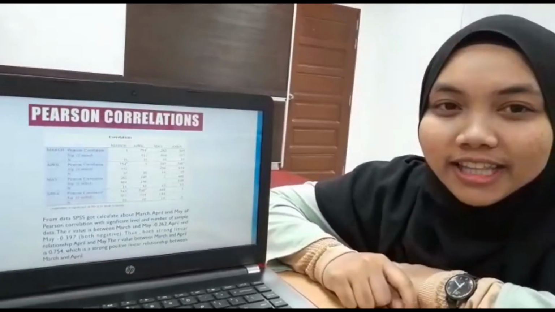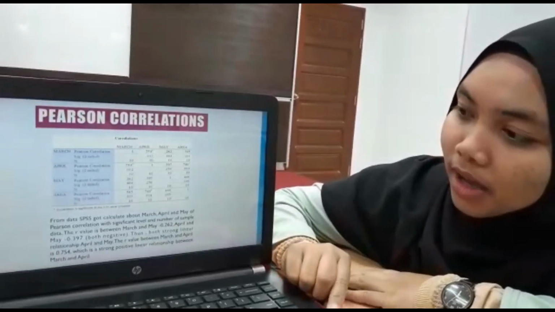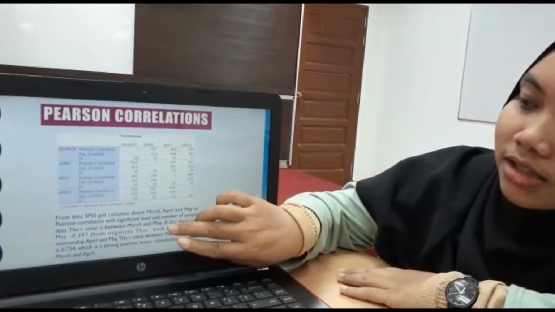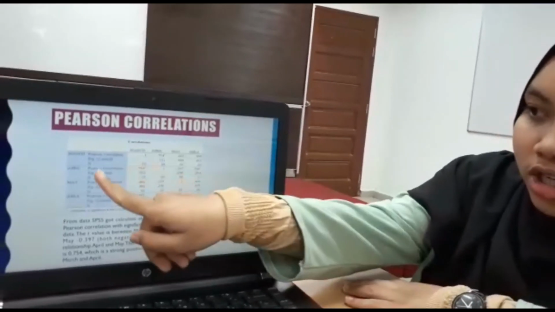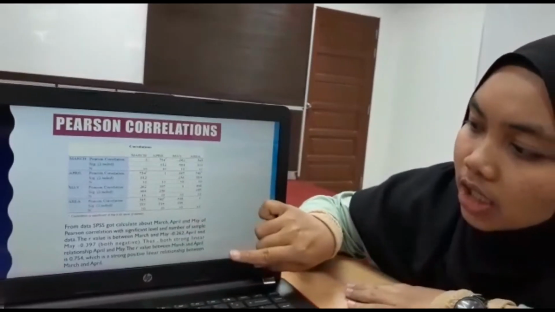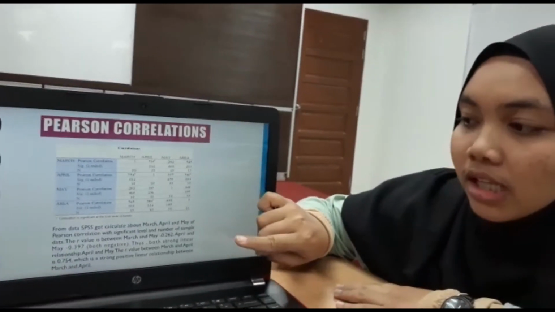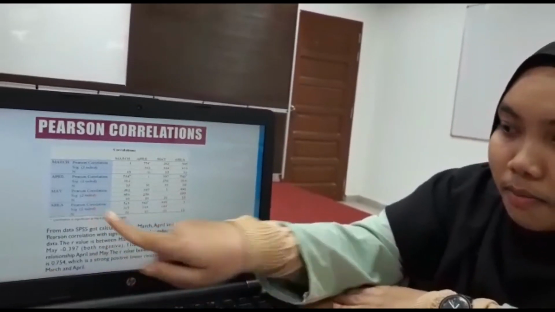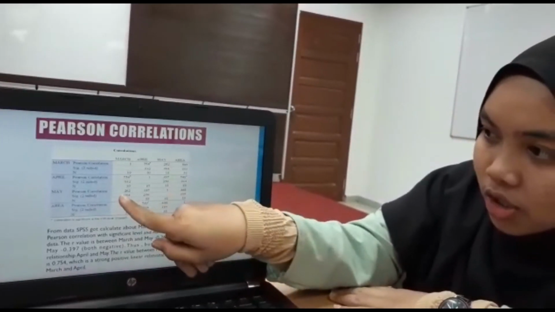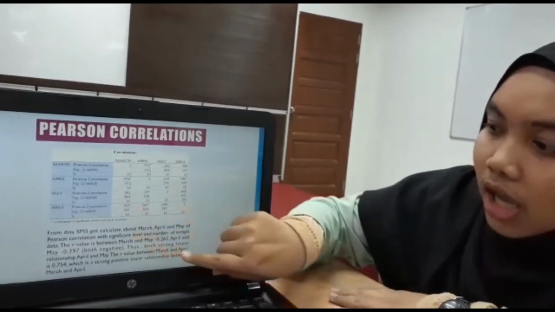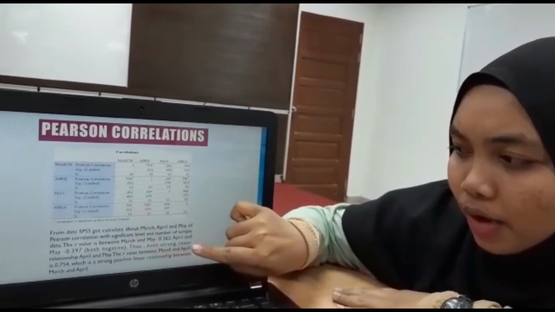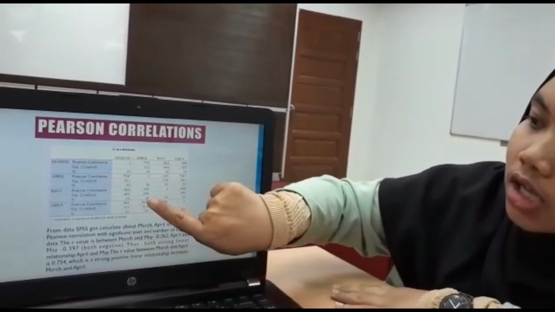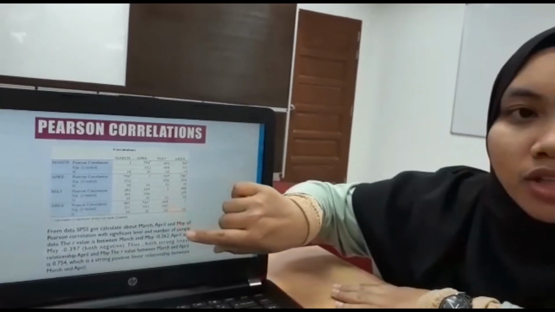My name is FATEHAH binti ISMAIL. Today I want to present about Pearson correlations, and from SPSS data we calculated March, April and May, and the significance level and number of sample data. The R value between March and May is negative 0.262, and between April and May is negative 0.397. Both are negative.